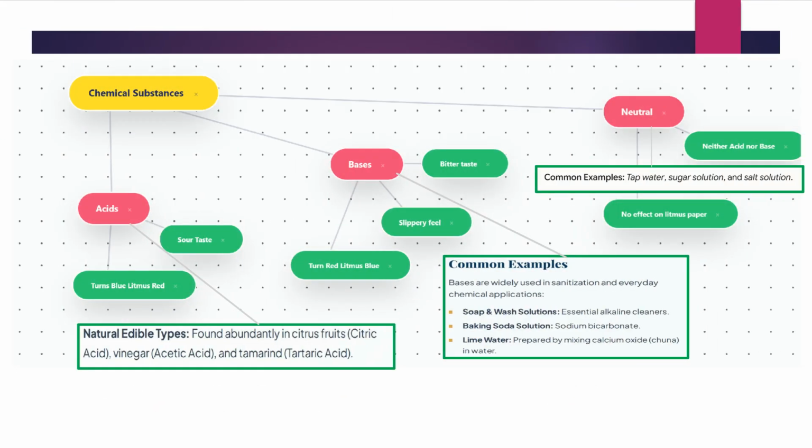This chart summarizes the properties of acids, bases, and neutral substances. Acids are sour and turn blue litmus red. Bases are bitter, slippery, and turn red litmus blue. Neutral substances are neither acid nor base and have no effect on litmus paper.